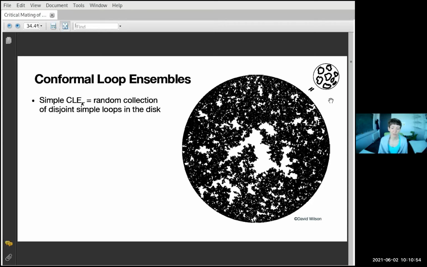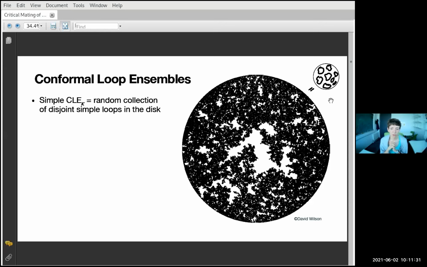And the reason it looks a lot more complicated is just because the boundaries of these loops are actually fractal curves. They're like SLE type curves, like Nina talked about in her talk yesterday. And also the loops, although they do not touch one another, are really, really close to touching one another. Okay, so this really is a random collection of disjoint simple loops in the disk, and these were introduced by Wendelin Werner and Scott Sheffield around about 10 years ago. And these are like loop analogues of the SLE curves that Nina was talking about in her talk yesterday morning.